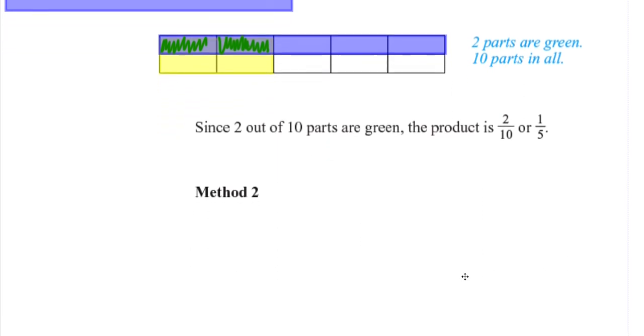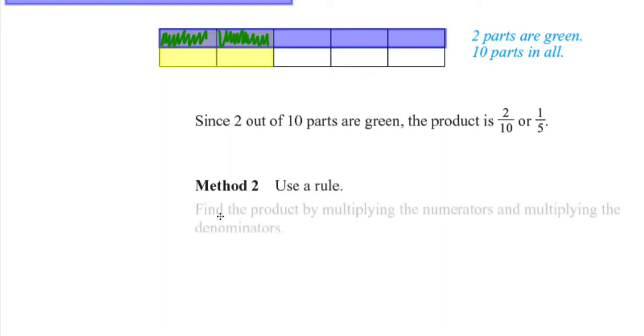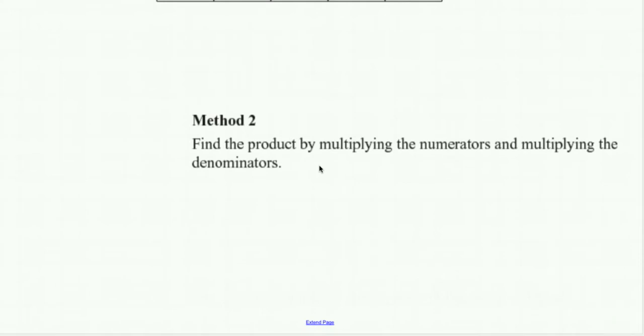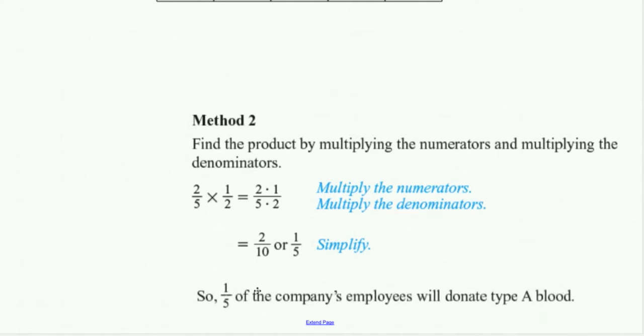The second method is probably a lot simpler because you don't need to create a model. This is simply using a rule. The rule is this: find the product by multiplying the numerators and multiplying the denominators. So you have 2/5 times 1/2 equals 2 times 1 all over 5 times 2. You multiply the numerators and you multiply the denominators. You'll have a product of 2/10 or 1/5 in simplest form. So 1/5 of the company's employees will donate type A blood.